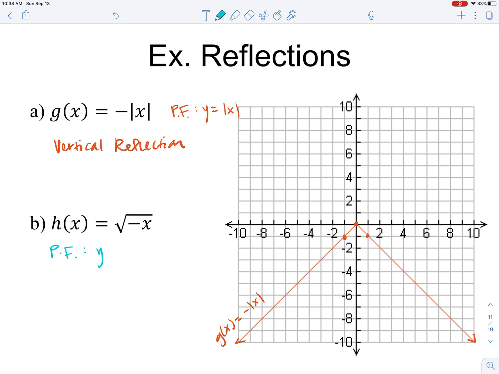Okay, and the parent function for h of x is y equals the square root of x. Notice that that negative is underneath the radical, so that's actually a horizontal reflection. So the point 0, 0 stays where it is. 1, 1 goes to -1, 1. 4, 2 goes to -4, 2. And so on. So 9, 3 would go to -9, 3.